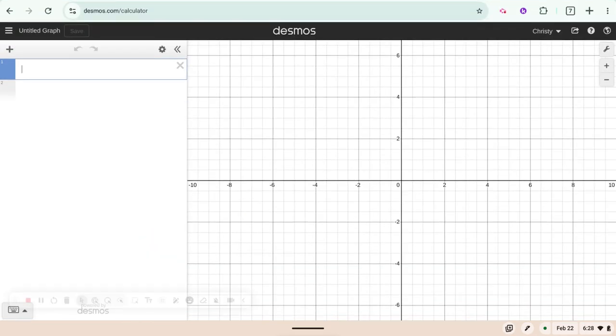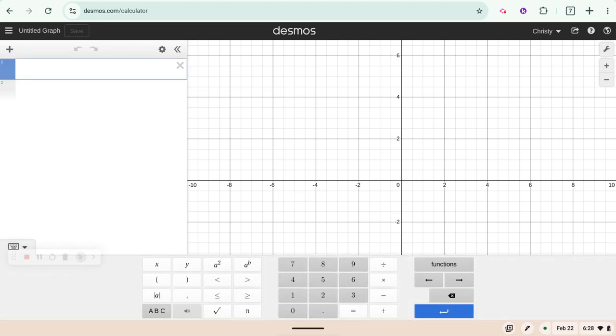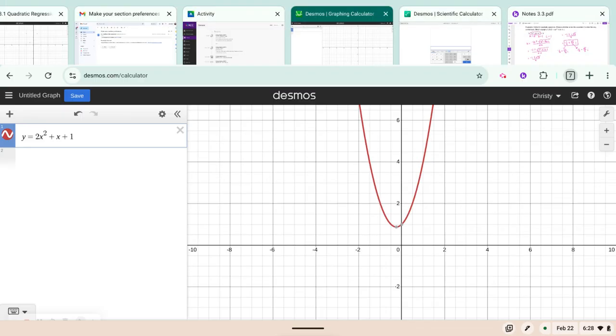In fact, I could go here and demonstrate that. I can't seem to get this out of the way. So I could say y equals 2x squared plus x plus 1. And you can see that this parabola does not cross the x-axis. And that will happen anytime you have two complex solutions.